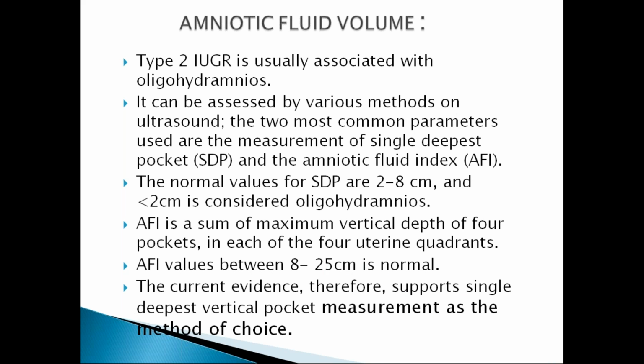Amniotic fluid volume, again, is very important. IUGR is always associated with oligohydramnios, because the supply is less, oxygen supply is less, circulation is less, so urine output will be less and amniotic fluid will be less. For normal amniotic fluid index, we consider 8 to 25 normal. Any single pocket of 2 to 8 is normal. Any deviation from this we call oligohydramnios. Once it is oligohydramnios, the liquor is less.